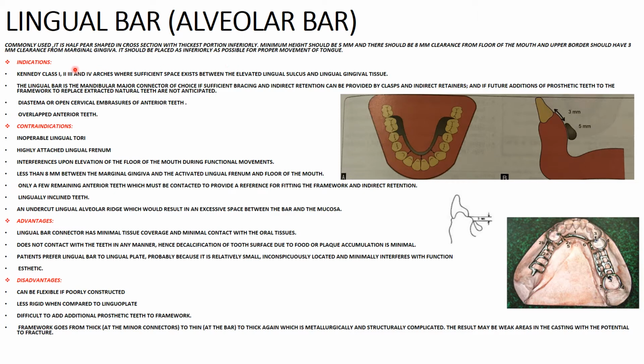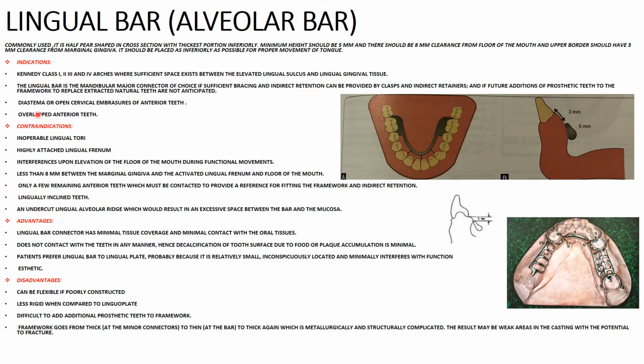So what are the indications? This is the commonly used one, hence it can be used in all Kennedy's classes. The next indication is that the lingual bar is the mandibular major connector of choice if sufficient bracing and indirect retention can be provided, that is, if the clasps and the indirect retainers can provide sufficient indirect retention and bracing. So the lingual bar can be used in such cases.